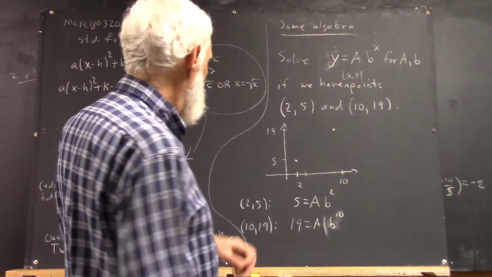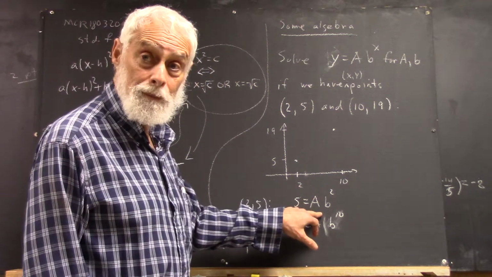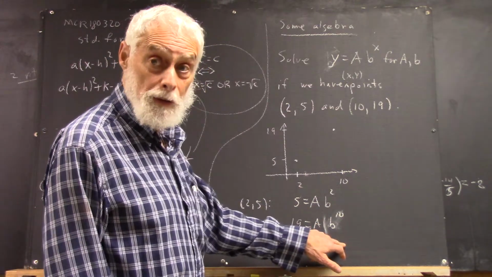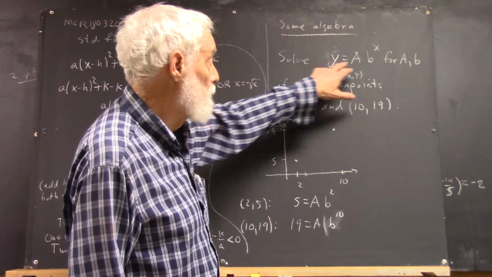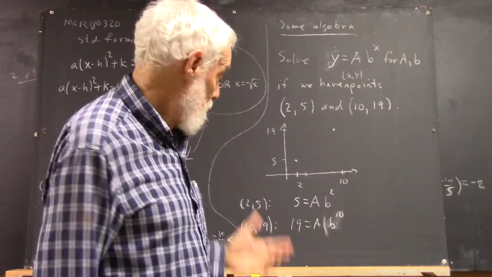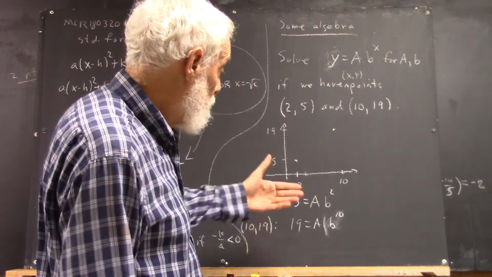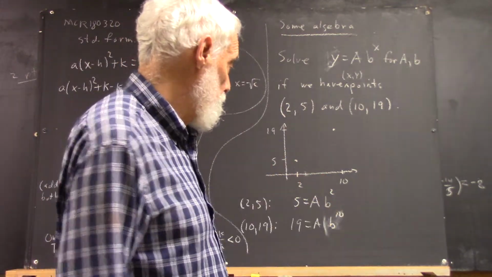Okay, so plugging in 2, 5, we get this equation. Plugging in 10, 19, we get this equation. Very straightforward. Just replace y, replace x by the corresponding coordinates, right? Now we want to solve to find a and b. We've got 2 equations and 2 unknowns.